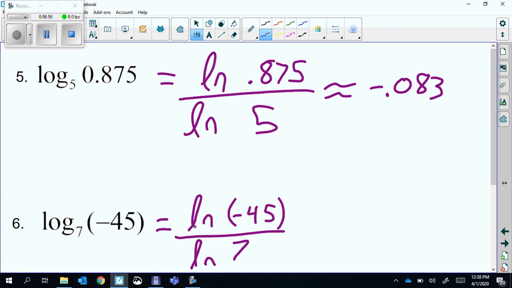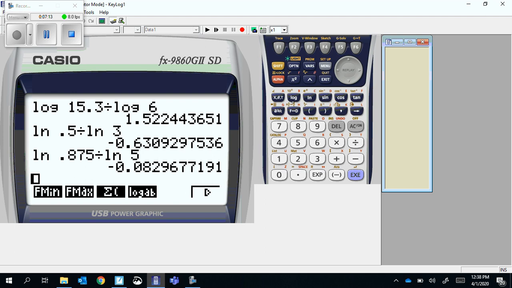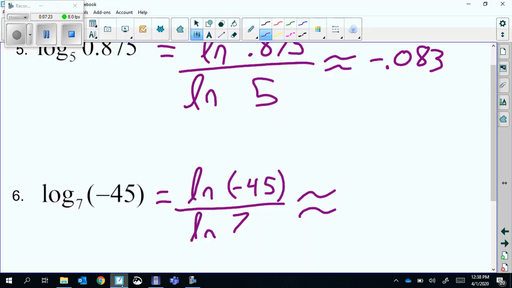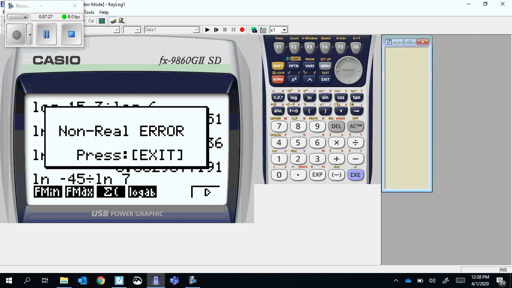Typically on these I'd prefer to write natural log because frankly it's just one less letter to write down, a little bit less handwriting. So that's why I do ln instead of log, it's just one less letter. So when we go to type this in, this is going to give us an error. Natural log 7 on the bottom. And it does give us a non-real error, like I mentioned.